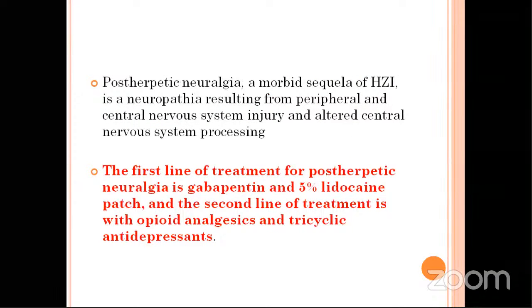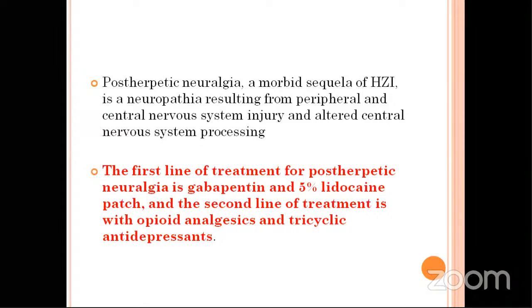And one more important complication of this entity is post-herpetic neuralgia. Okay. So post-herpetic neuralgia is most commonly seen in elderly patients due to the scarring of the nerve. It is a very painful scenario where it is treated with gabapentin and a 5% lidocaine patch to reduce the pain. Okay. And the second line of treatment for this is opioid analgesics and tricyclic antidepressants. Okay. So here there will be severe scarring of the nerve supplying that particular dermatome.